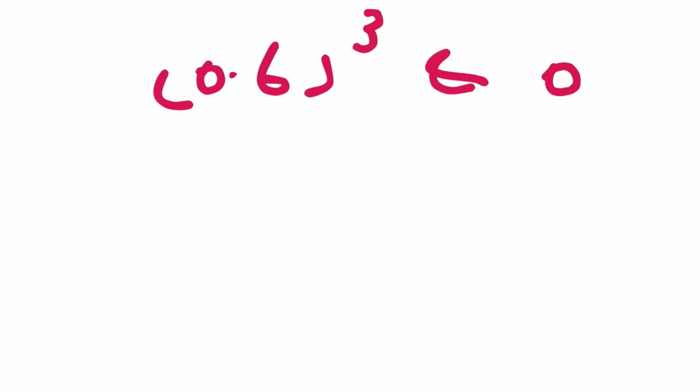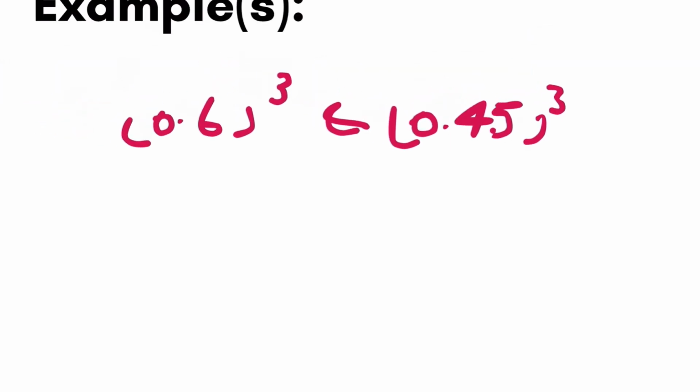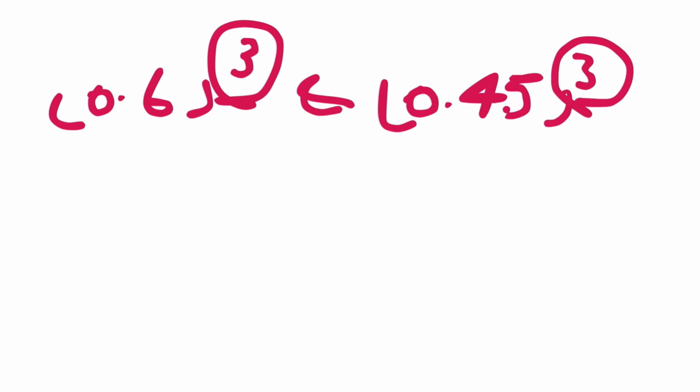Let's do another one. So I have 0.6 to the power of 3 and 0.45 to the power of 3. What am I going to do? I will look if I have the same exponent or the same base so that I don't need to rewrite them, right? As I can see, I have the same exponent, so no need for simplification.